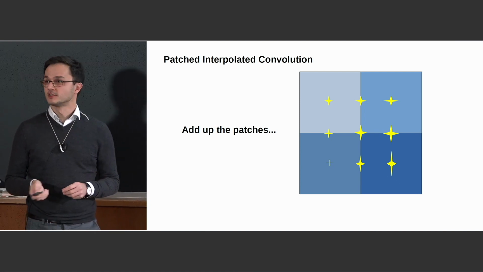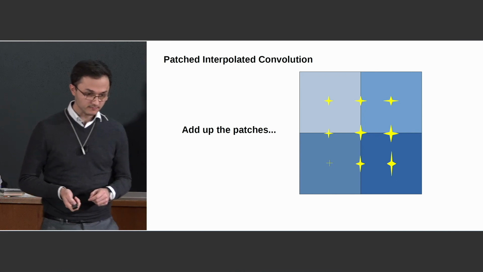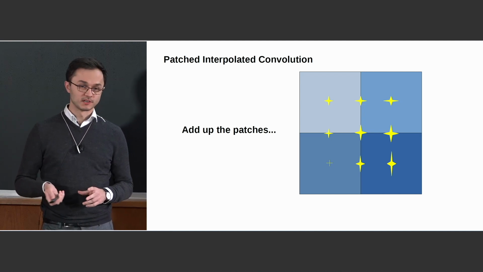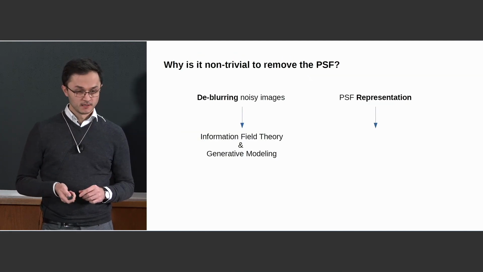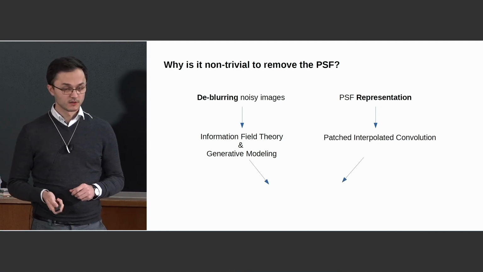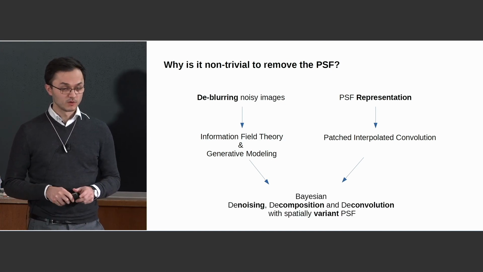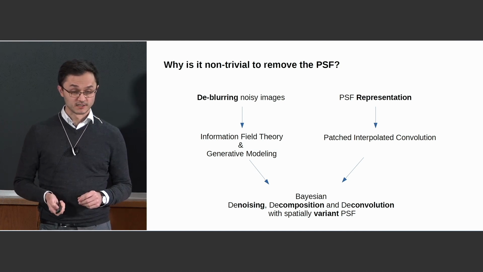Doing this with 4 patches wouldn't solve the problem, but as soon as you have a large number of patches, this approaches the real PSF. And still the computational complexity is on the order of n log n with some multiplication factor, let's say m, which is the number of patches you have. So we have a kind of sparse representation of this PSF. Combining these two methods, information field theory and patched interpolated convolution, we can come up with a Bayesian denoising, decomposition and deconvolution algorithm, which is also suitable for spatially variant PSFs.